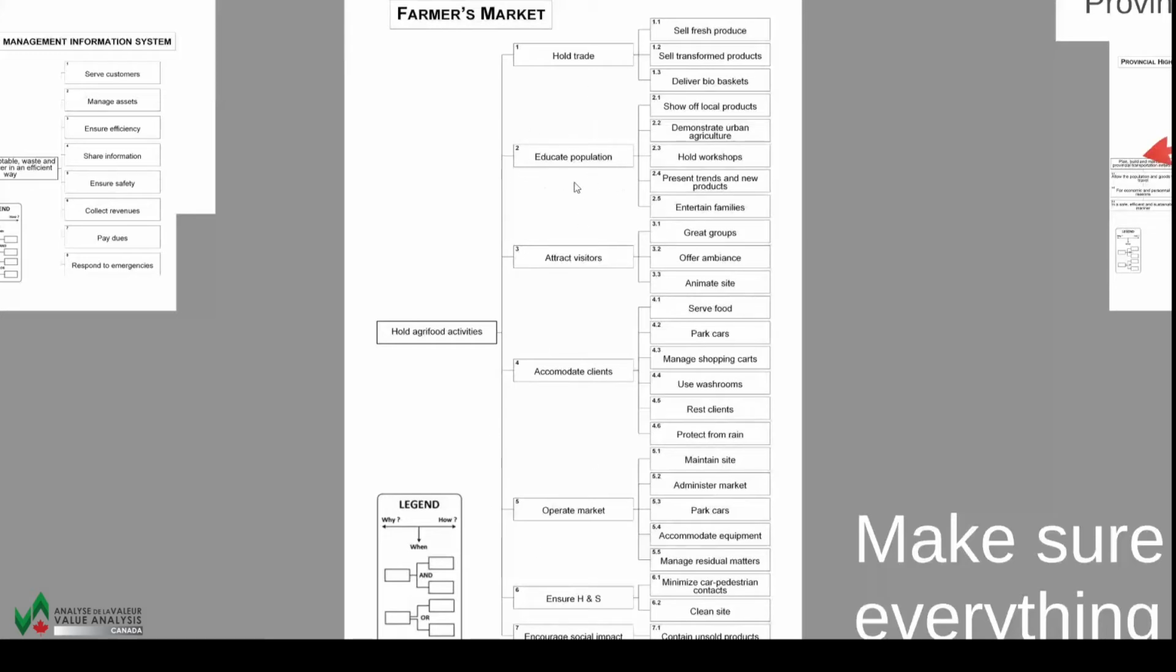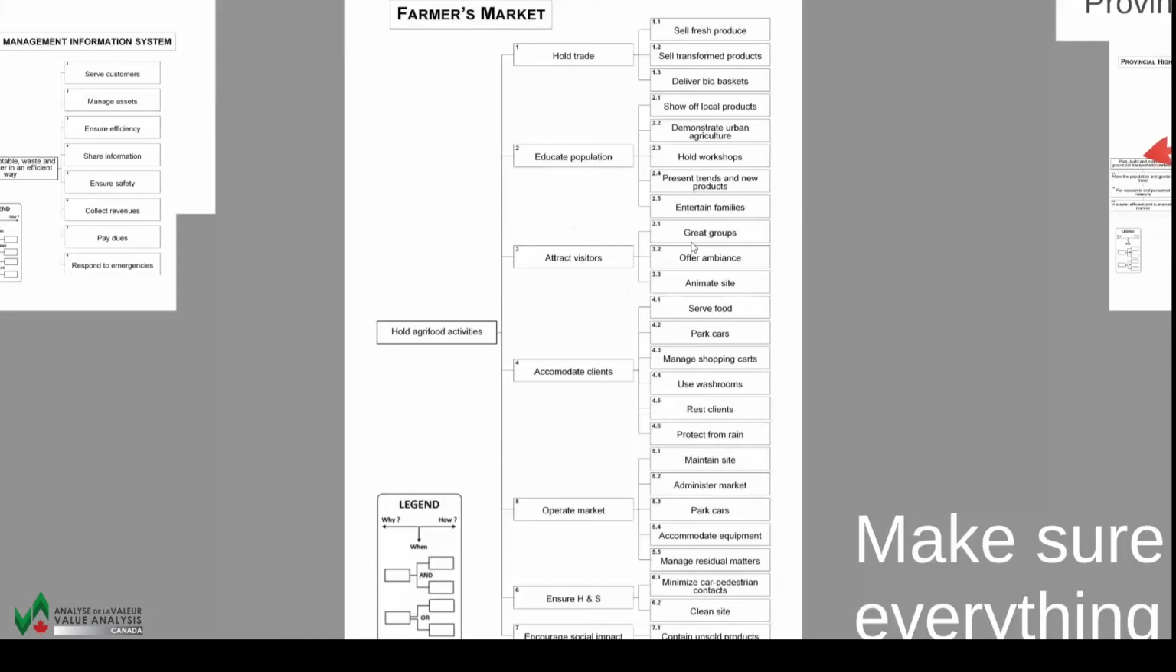One of them was to educate the population. How? By showing off local products. What is growing around you? Demonstrate urban agriculture. How can you grow stuff on your property? Hold workshops for education about food, about different produce that are grown. Present trends and new products, and then also entertain families. So you're not just educating adults, you can educate also kids and whole families.